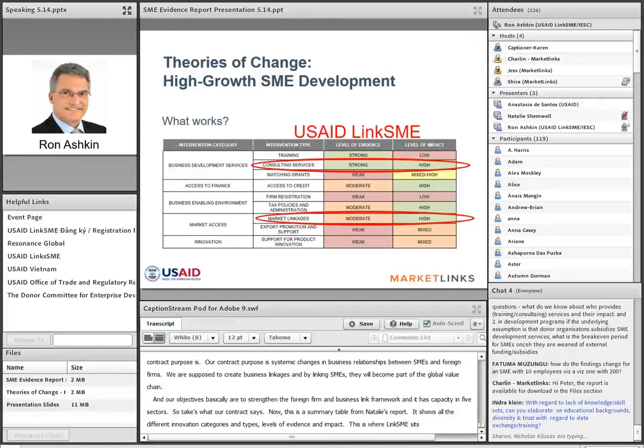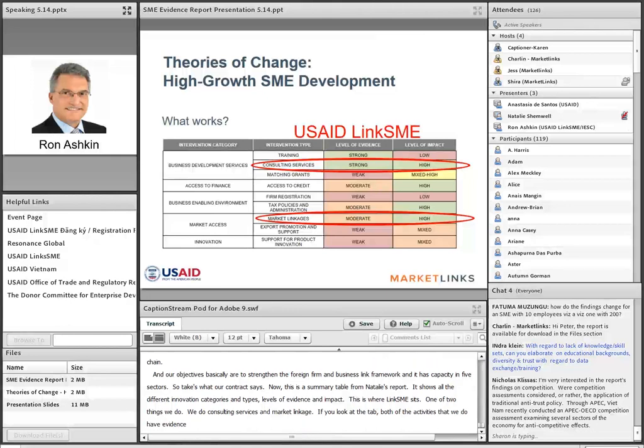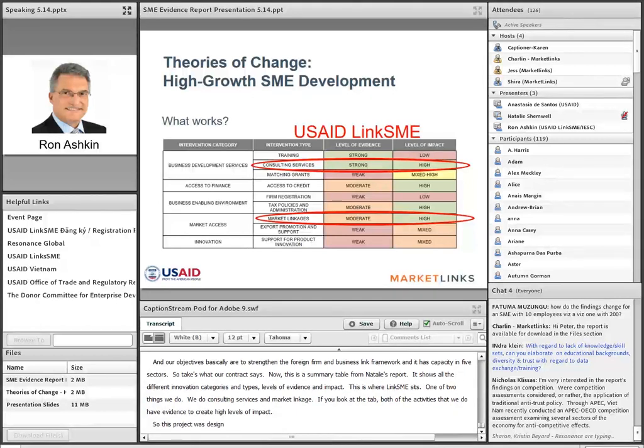We only do two things. We do consulting services, we do market linkages. And if you look at the table, both of the activities that we do have evidence to create high levels of impact. So this project was designed in alignment with the findings of the report.